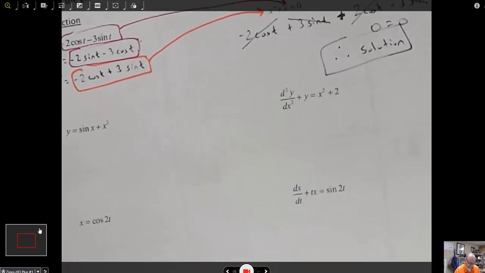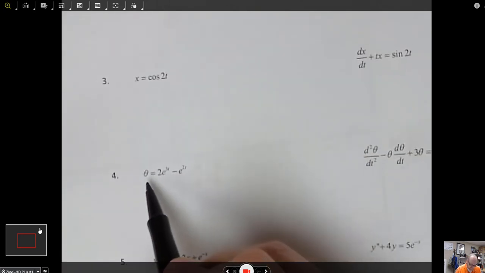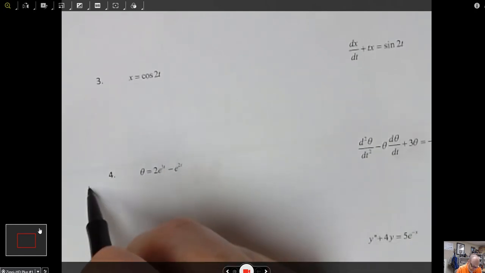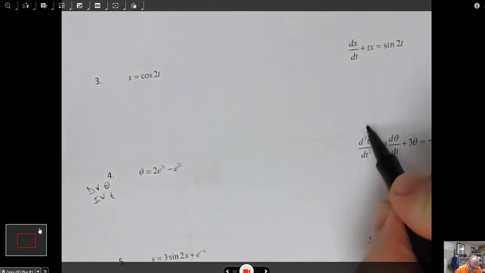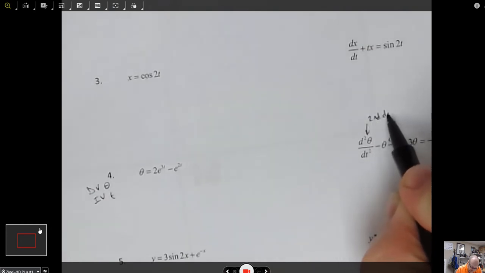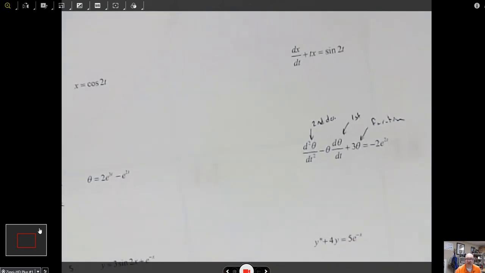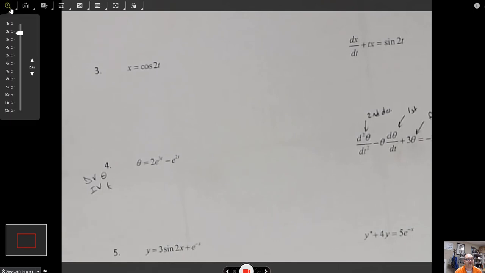Look at number 4. Have a function theta that's a function of t, right? So my dependent variable here is theta. My independent variable is t. So I need a second derivative. I need a first derivative. And then I need the original function to be able to substitute into that problem. And we want to see, is it a true statement or not? So this problem deals with taking derivatives involving an e.